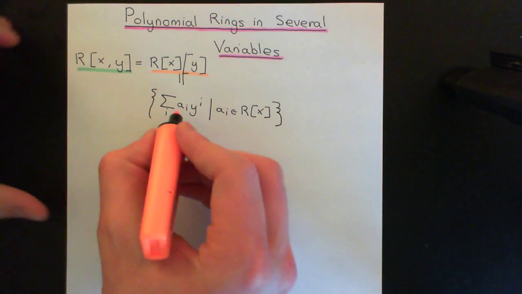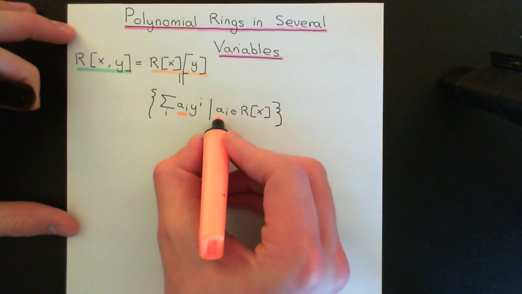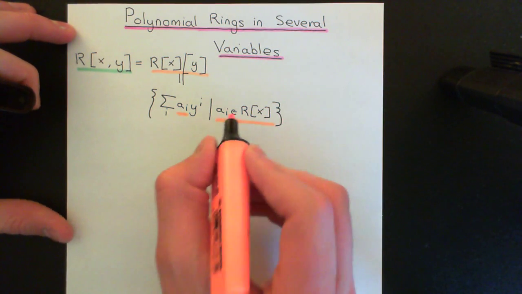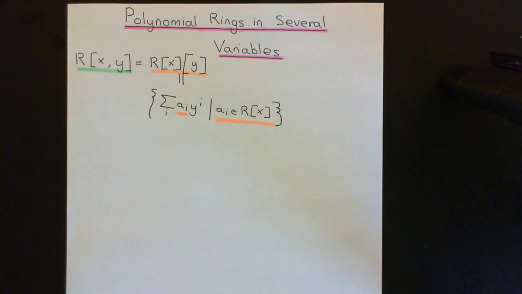Now, of course, only a finite number of these a_i will be non-zero, because we're doing algebra, not analysis, so we're going to assume that only a finite number of the coefficients are going to be non-zero and the rest are just going to be zero.